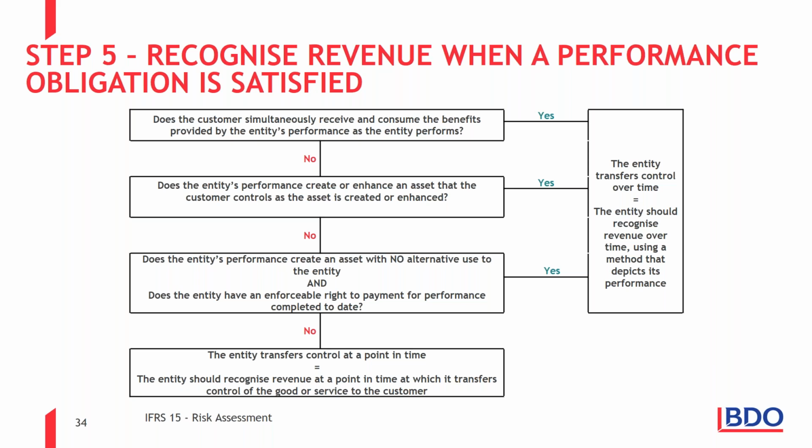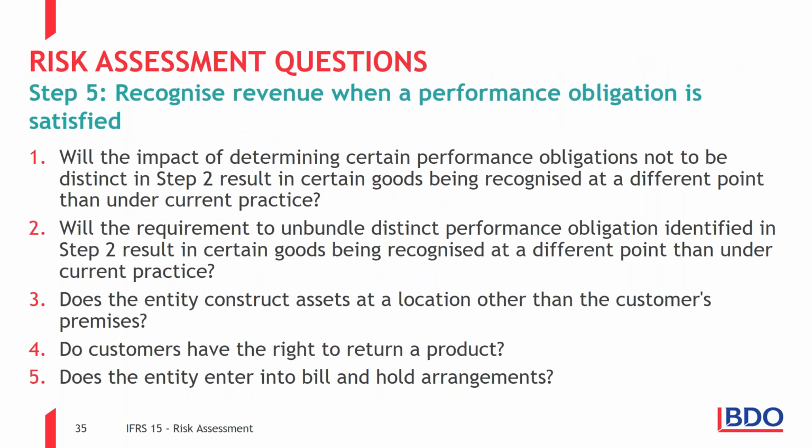Because if we've got an enforceable right to payment for whatever work we've done to date, then we would say we can recognize, BDO can recognize the revenue over time as we conduct the audit. So you can see it's quite hard to get to recognizing revenue over time, and it's all around recognizing revenue at a point in time. And if that's the case, what is the appropriate point in time?